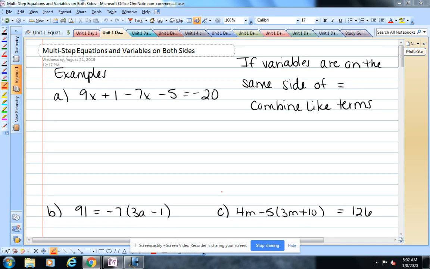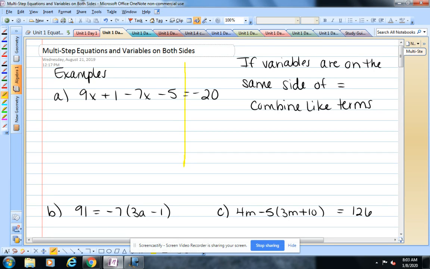But what I have up there is kind of like a hint. It says if the variables are on the same side of the equal sign and you have the same variable repeated, then you're going to combine like terms. So there's my equal sign right there. I just drew a little highlighter mark through it. You don't have to do that. I just did it for right now.